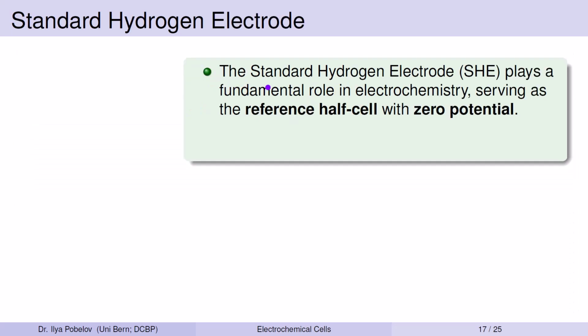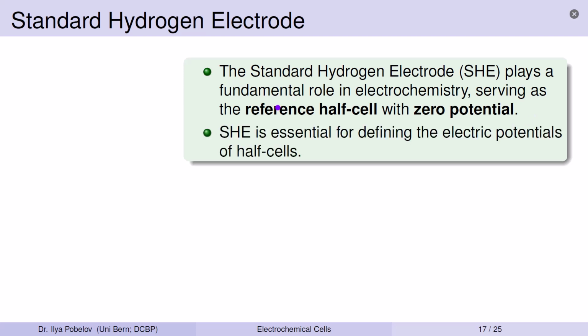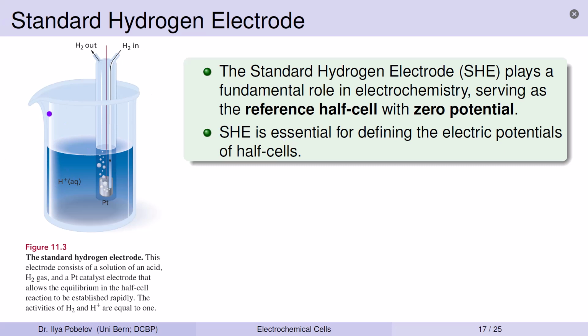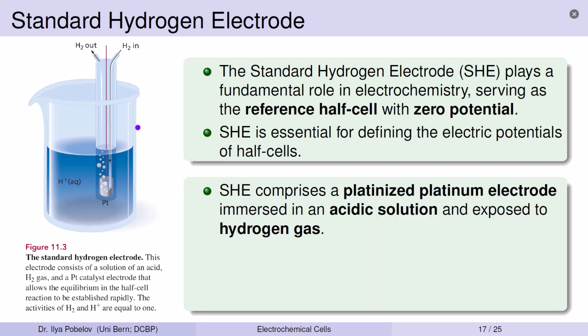The standard hydrogen electrode (SHE) plays a fundamental role in electrochemistry, serving as the reference half cell with 0 potential. This electrode is essential for defining the electric potentials of half cells. This figure shows a schematic drawing of the standard hydrogen electrode setup. It comprises a platinized platinum electrode immersed in an acidic solution and exposed to hydrogen gas.